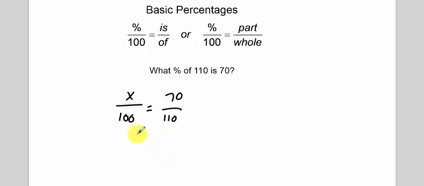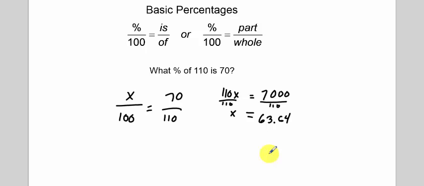And proportions we know from pre-algebra, just do a cross product and we get 110x is equal to 7 with 3 zeros, 7000, and then we take and divide both sides by 110, and we end up with about 63.64.